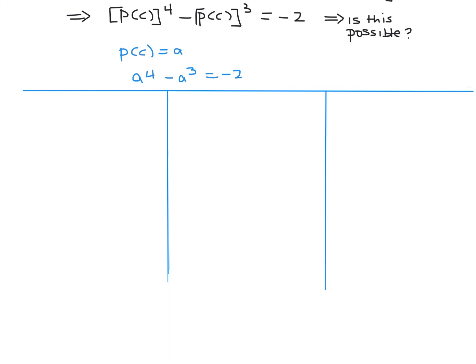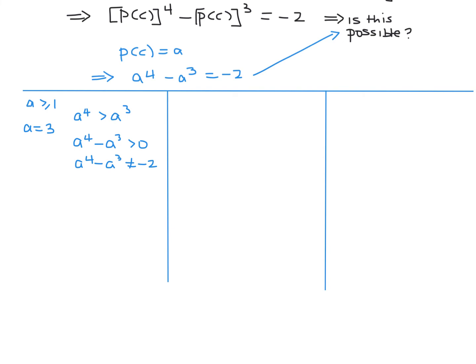Okay. So first scenario, we're trying to prove this. Is this possible or not? And that is if a is greater than or equal to 1. If a is greater than or equal to 1, that means that a to the power of 4 is greater than a to the power of 3, right? For example, if a was 3, obviously a to the power of 4 would be greater than a to the power of 3. So that means a to the power of 4 minus a to the power of 3 would be greater than 0. That means that a to the power of 4 minus a to the power of 3 could never be equal to negative 2 because it has to be greater than 0. Okay, so we proved that in this scenario it's not possible.